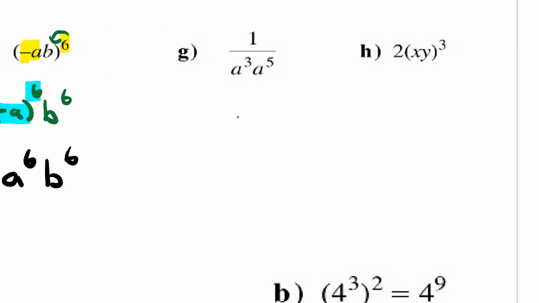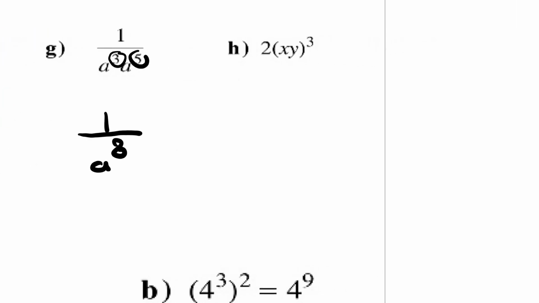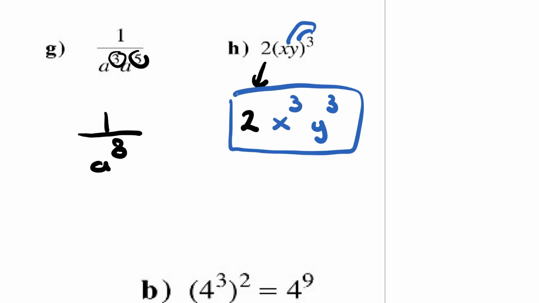And for letter G, on the bottom there, you just add the 3 and the 5. So that's a to the power of 8. So 1 over a to the power of 8. That's it. Over here, the 2 remains, and then you can just distribute the 3 to the y, so y to the power 3 and x to the power 3. So there you go. There's your final answer for that particular question.